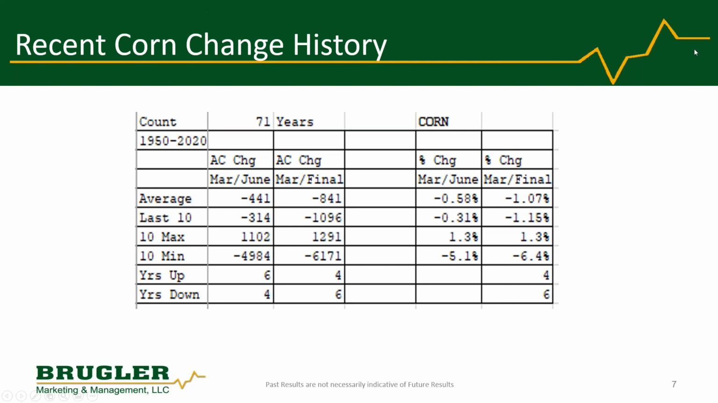The maximum increase in corn acreage over the last 10 years from March to June has been a little over 1.1 million. The largest change from March to final in the last 10 years has been 1.291. So to be conservative, we would expect that the June acreage might pick up an extra 1 million to 1.2 million. You can see there's a slight statistical bias, 6 years up to 4 years down over the last 10. Next slide.